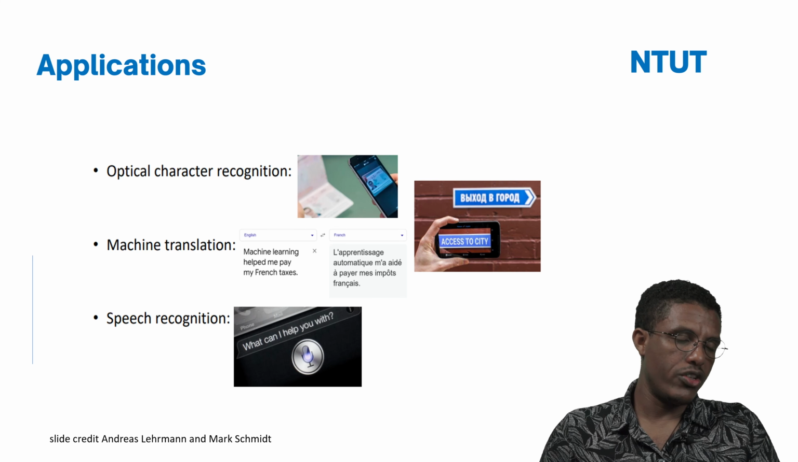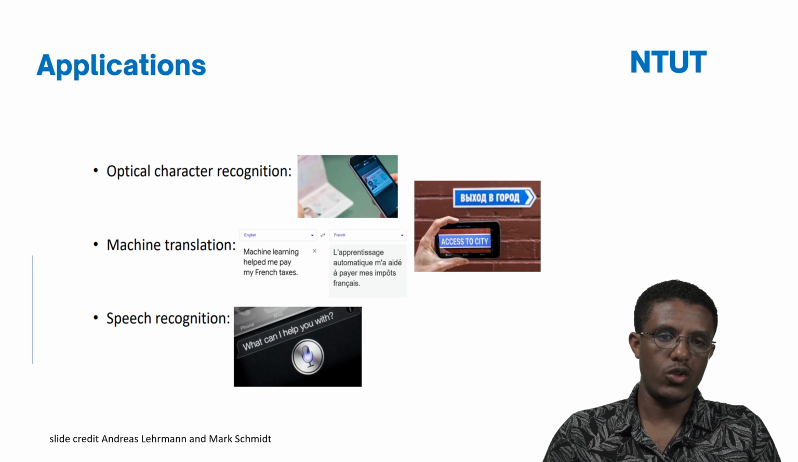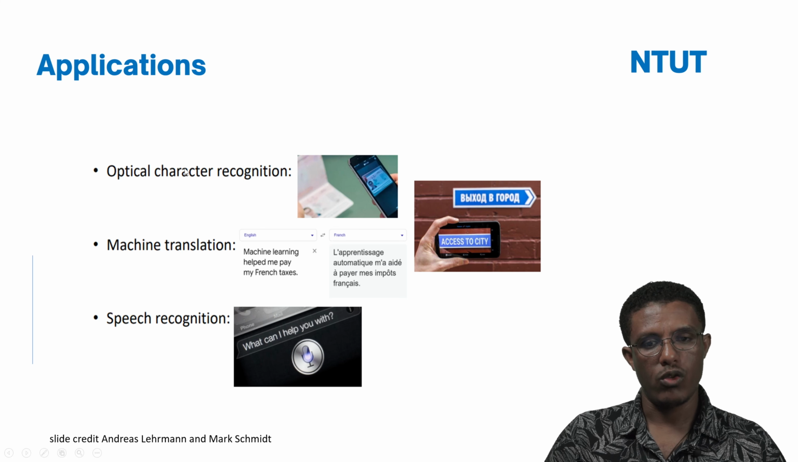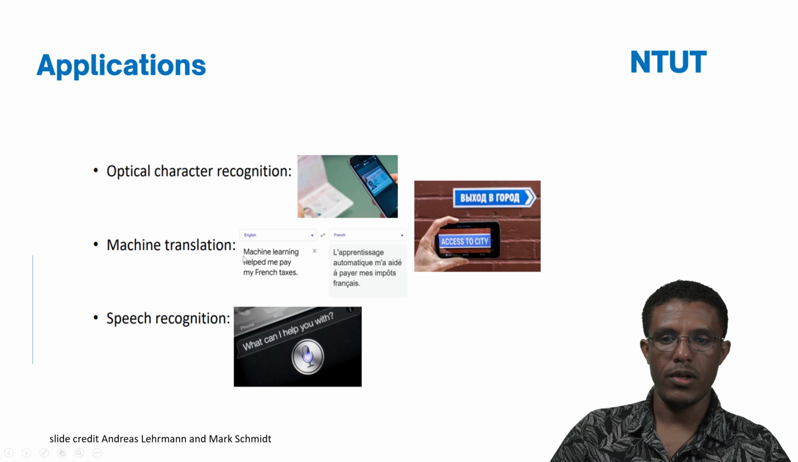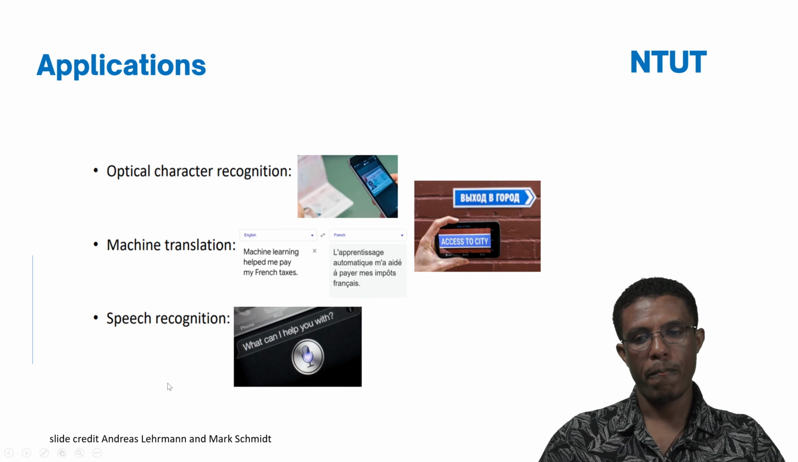Machine translation is also an application of machine learning. That means translating from one language into another, for example, from Chinese to English or from English to Chinese. That is the way to translate the language. For example, here is the text in English, and it is finally translated into other languages.